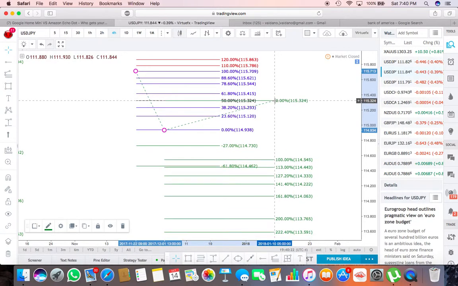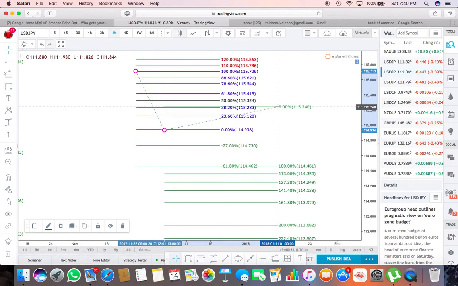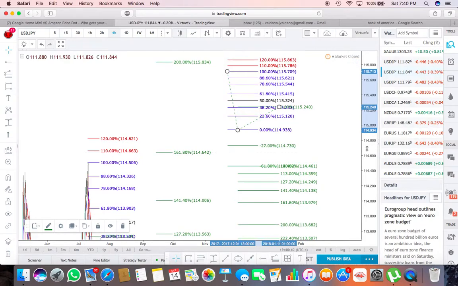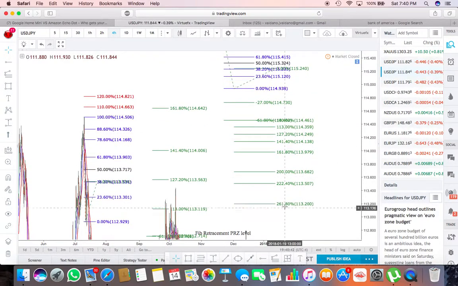50% gives 200%. Take profit will be right there. 38.2, same thing. Take profit will be, you already know, 261.8, all the way down there. So you can take profit early if you want to, but that's it.